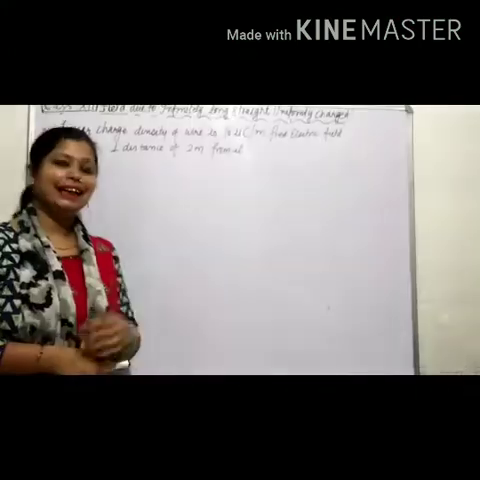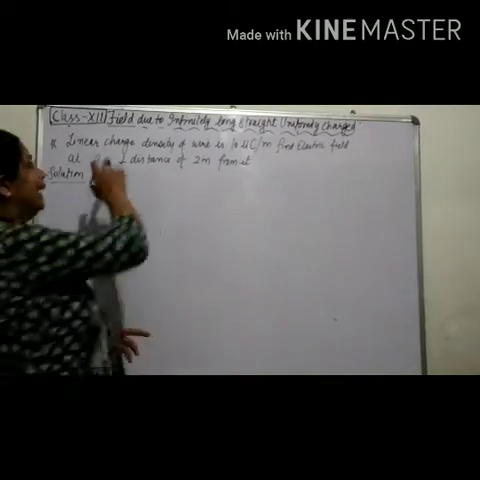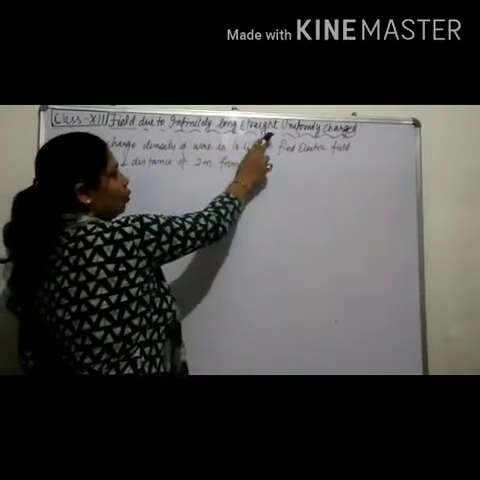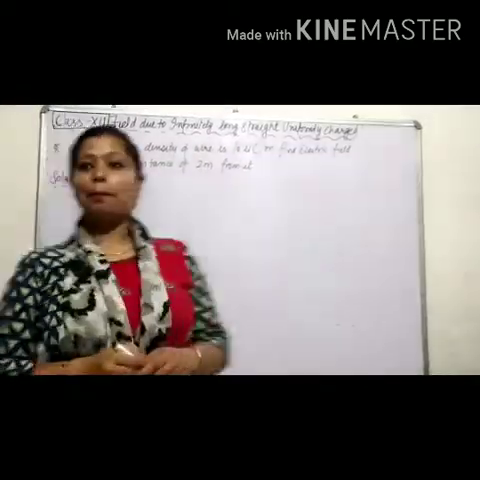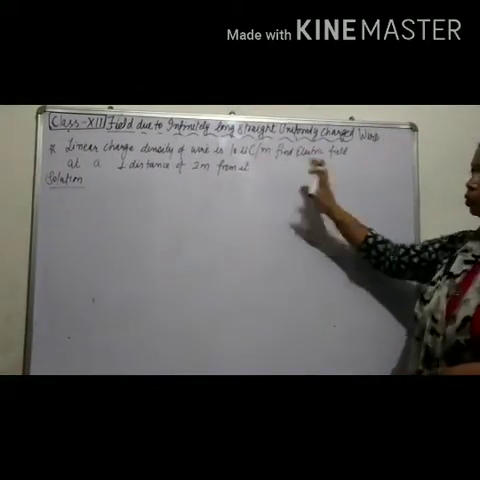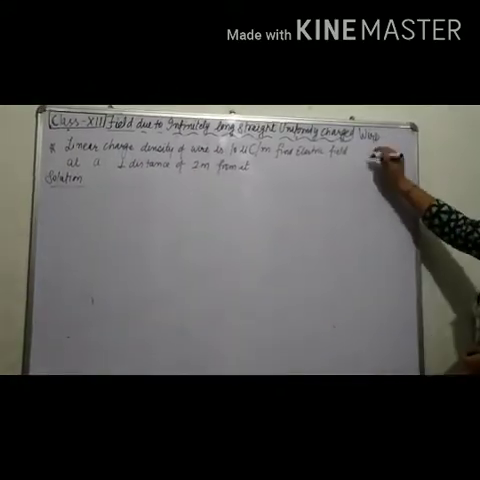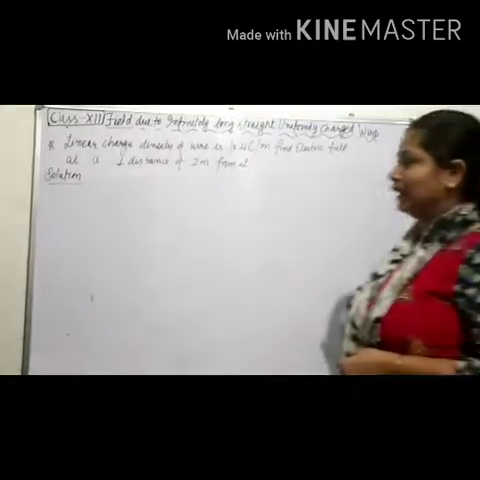Hello students, in this video I will teach you a numerical that is based on field due to an infinitely long, straight, uniformly charged wire. Okay, we have to find out the solution, and after that I will teach you the same derivation but for a sheet, 2 dimension. So what is the numerical statement?